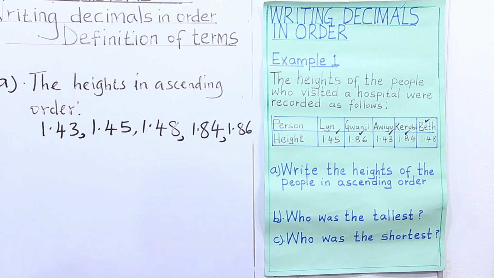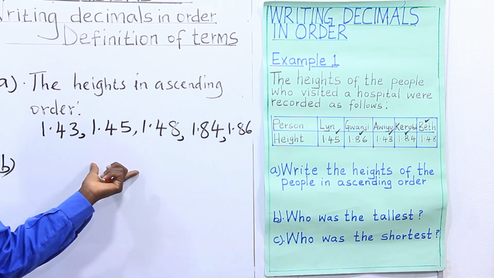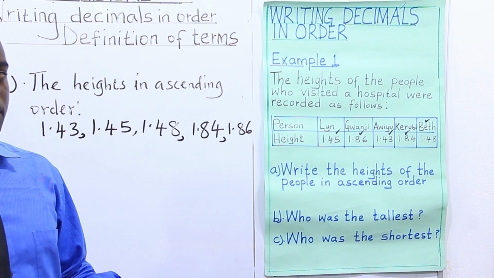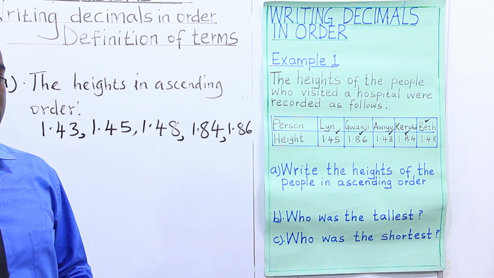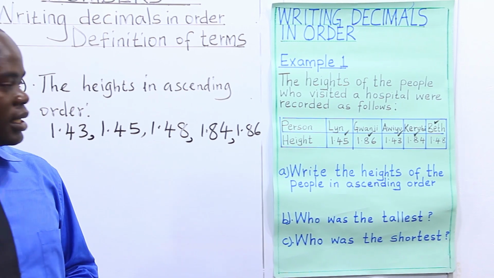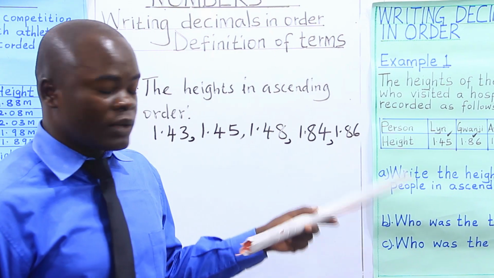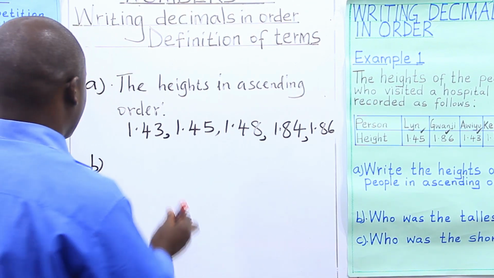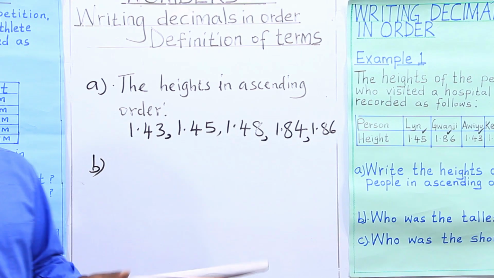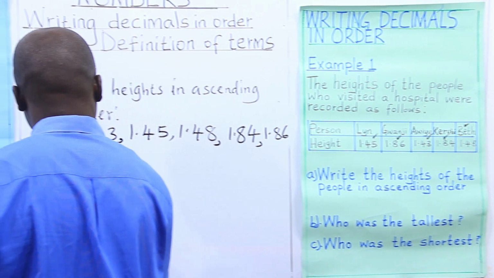Who was the tallest? So the tallest person, you will simply go to the first question. The person whose height appears last, the person with the highest height. That is who? You can realize that it is 1.86, and 1.86 was the height for Gwanji. So you simply write, you don't write the height, but you write the name of the person. So we have Gwanji was the tallest.